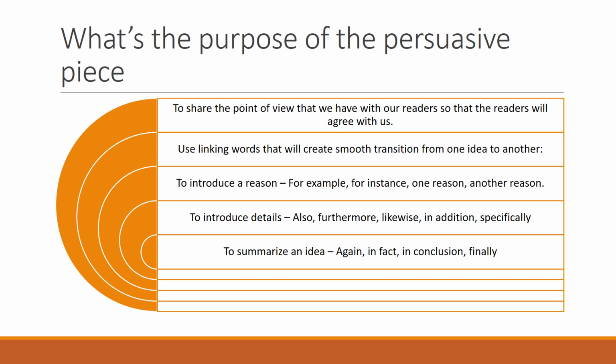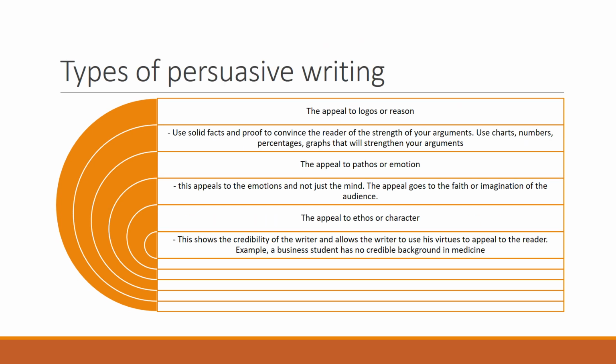If you want to introduce a reason, you could use, for example, for instance, one reason, another reason. If you want to introduce details, you will say also, furthermore, likewise, in addition, specifically. These are just some of the transitional words, the linking words that you can use. And then to summarize your idea, which is very important for your conclusion, you can say again, or in fact, in conclusion, finally, and then you continue with what it is you want to say.